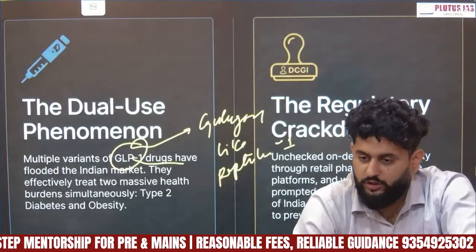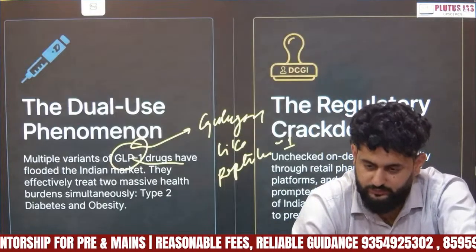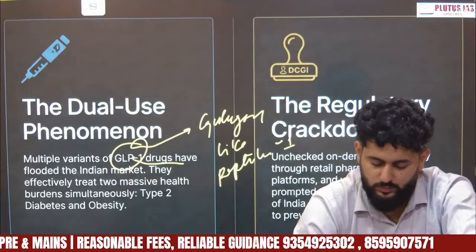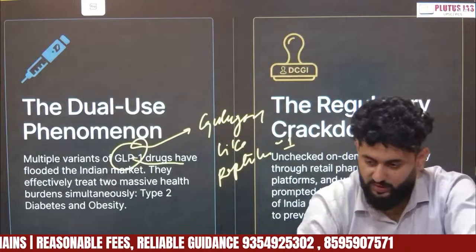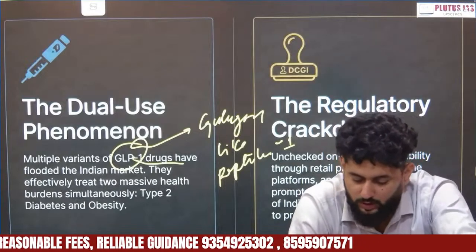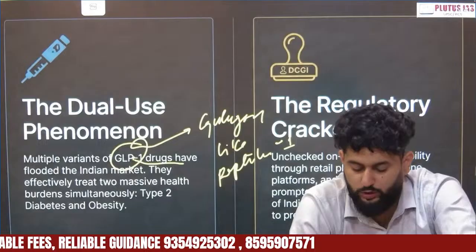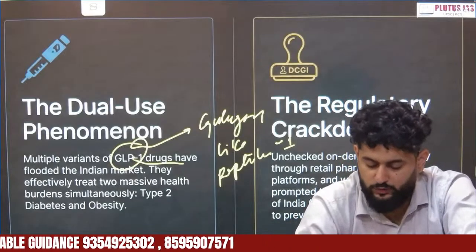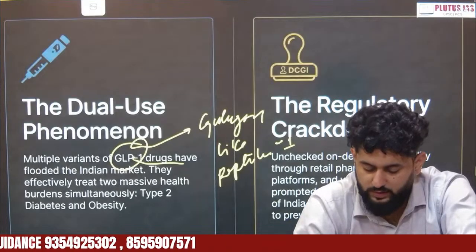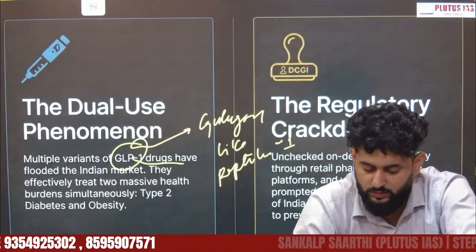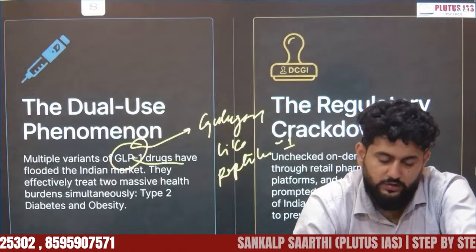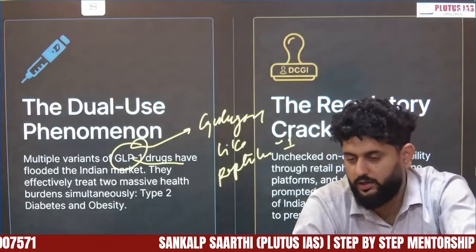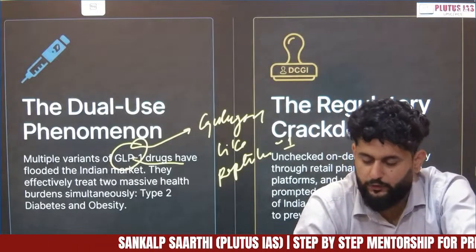The key functions of DGCI. First is drug approval. Approve new drugs before they are sold in India. That is the primary function. Next is regulation of clinical trials, like granting permission for clinical trials and ensuring ethical standards and safety of participants.